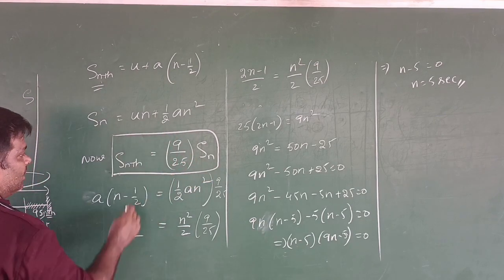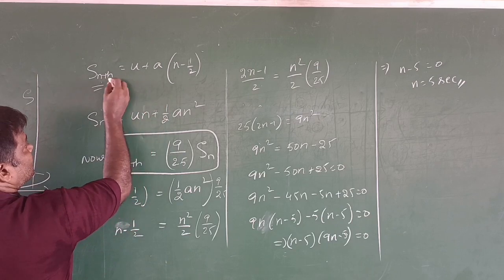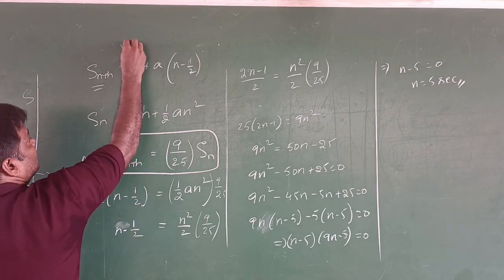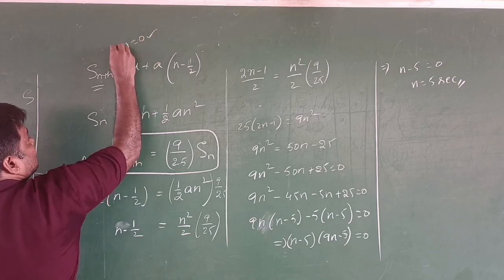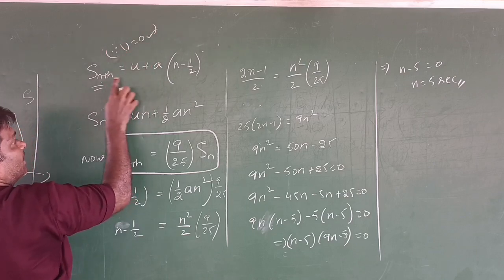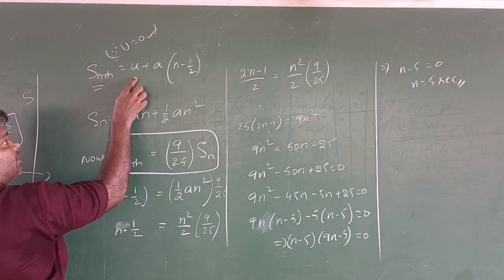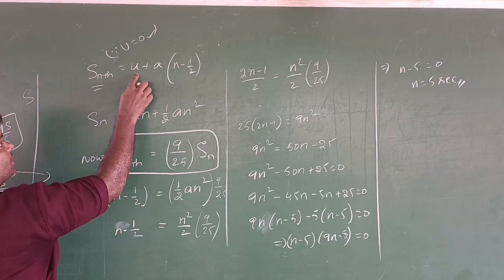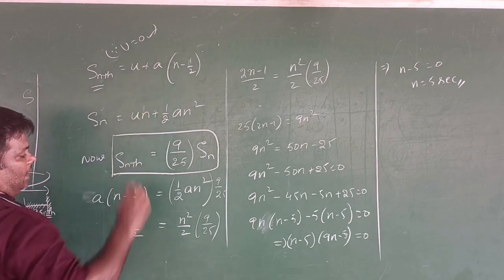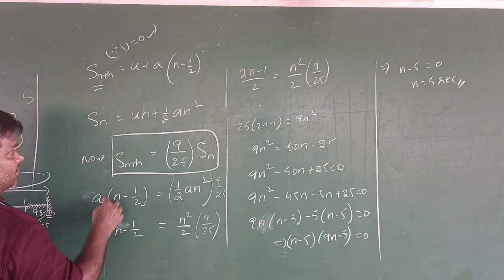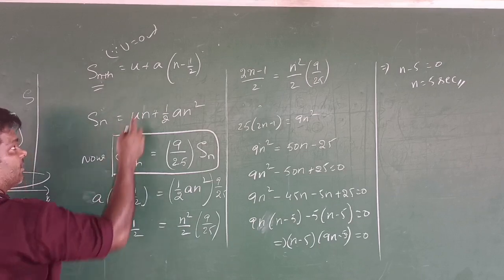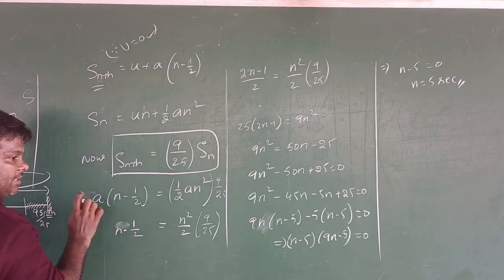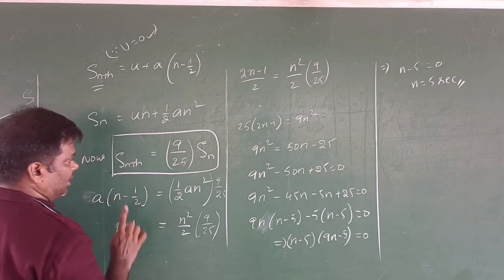That's why I am writing here. For the last second of its journey, Sn is equal to u plus a into n minus half. Since the initial velocity is equal to 0, this formula can be written as Sn is equal to 0 plus a into n minus half. 0 means no need to write once again. Instead of writing Sn, I wrote a into n minus half.